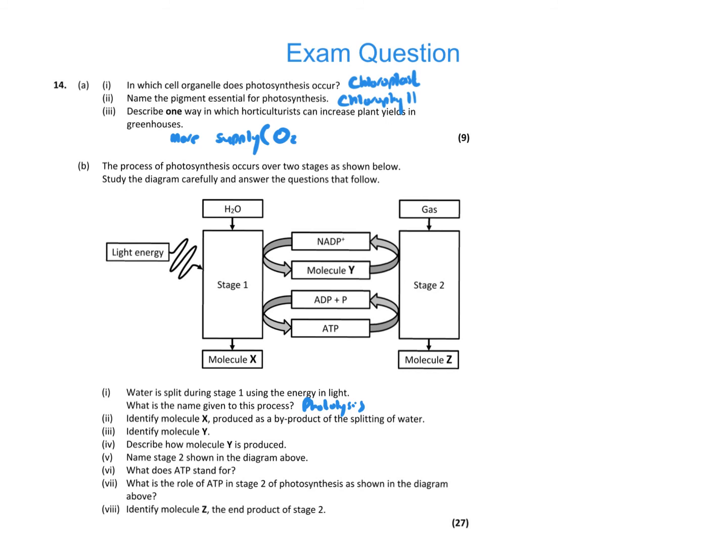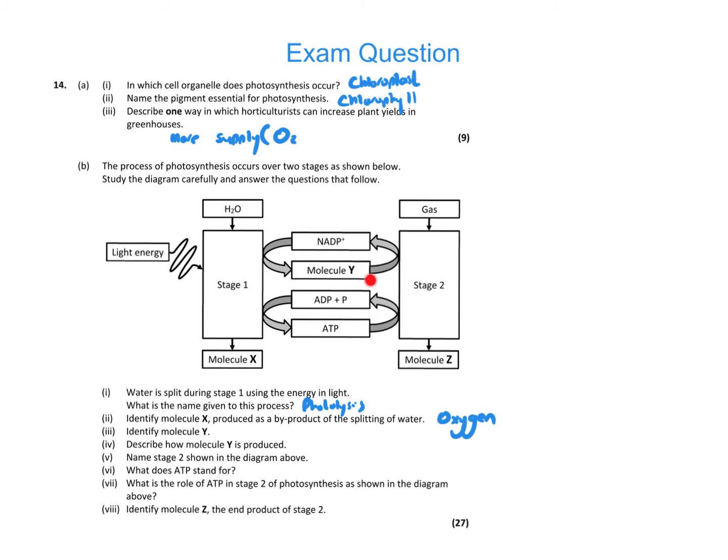Identify molecule X, which is produced as a byproduct of the splitting of water. That's going to be our oxygen gas. Okay, how do we know that it's oxygen and not NADPH or ATP? Well, we know that the 3 products that are formed in the light stage are NADPH, oxygen and ATP. ATP is already accounted for here, and this actually will be NADPH, which might be a subsequent question in a couple of minutes. So the only one that's left for molecule X there is going to be oxygen.